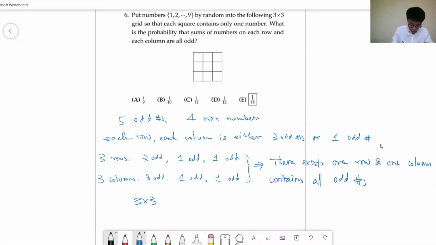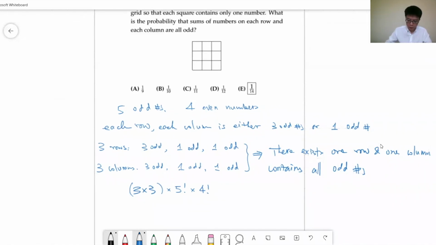Okay. Next, let's assign these numbers. We assign these 5 odd numbers into these 5 boxes. Okay, we choose this row, this column. So we have 5 boxes. We have 5 factorial ways to assign these 5 odd numbers. And then for the remaining even numbers, we just put them into the remaining 4 boxes. So there are 4 factorial ways to assign these even numbers.